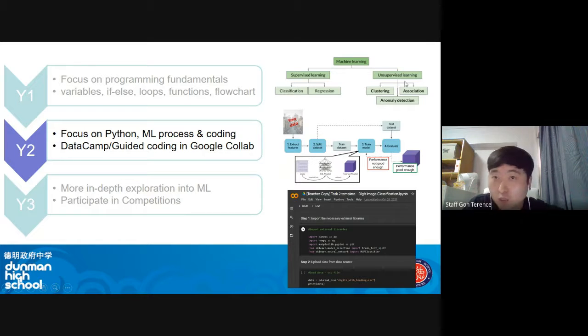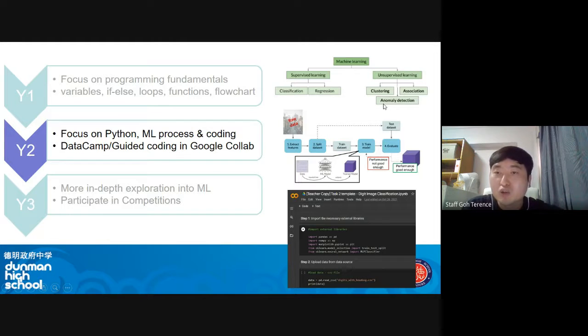If you look at the top over here, they come to realize that there are three main types: supervised learning, unsupervised learning, and reinforcement learning. But we just focus on supervised and unsupervised. And each category has subcategories, like classification and regression being supervised, and clustering, anomaly detection and association being unsupervised.